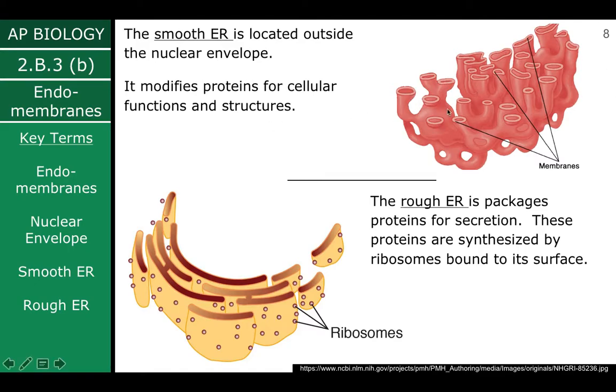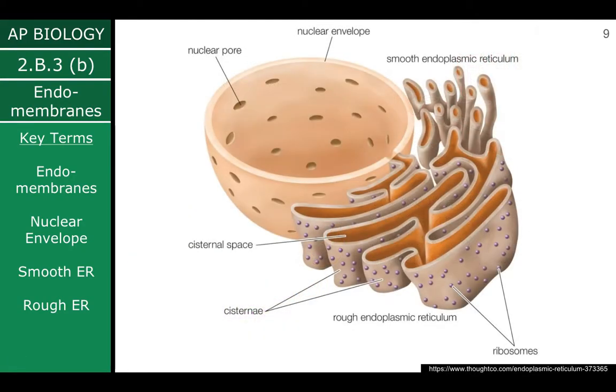Next, we have our smooth endoplasmic reticulum, which is located just outside the nuclear envelope. The role of the smooth ER is to modify proteins for cellular functions and structures. The rough ER looks very similar, however the rough ER has ribosomes attached to the surface. The role of the rough ER is to package proteins for secretion. Here's an image of our nuclear envelope and the rough and smooth ER.